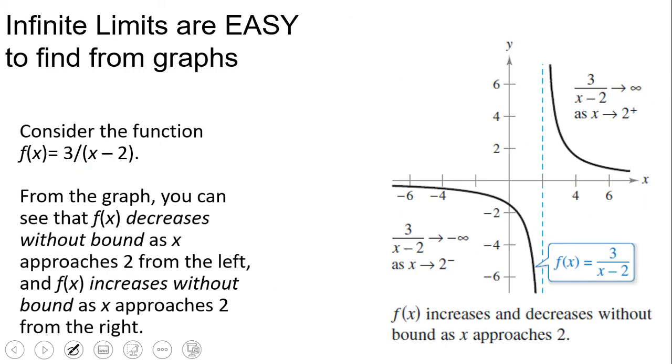Infinite limits are very easy to find from graphs. Now, you have a lot of resources at your disposal with which to make a graph. You have graphing calculators. We've already covered how to graph rational functions. Because of the nature of the year, it's more likely than not that we're going to give you the graph and ask you to analyze it. So when the graph is in front of you, it's very easy to do. The function here in question is 3 over x minus 2.